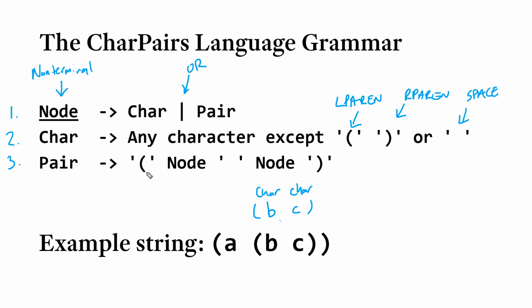So we have an open parenthesis followed by something that must be a node. Well, B is a char node, right? So a node can either be a char or a pair. So B is a char node, followed by a space, followed by another node. C was a char node, followed by a closing parenthesis. And it seems like that checks out, right?